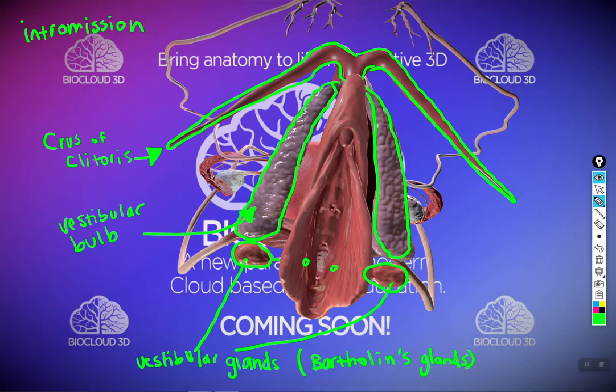So intromission. Intromission is the anatomical and biological term, and it's not limited to humans. This means insertion of one sex organ into another, and that is to achieve internal fertilization.